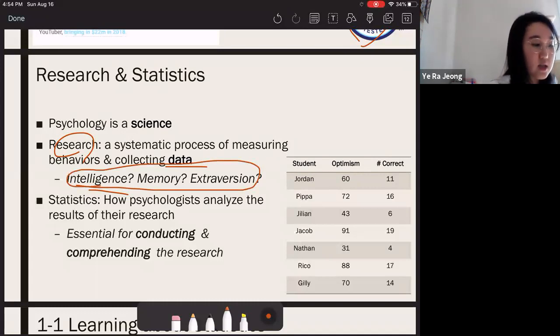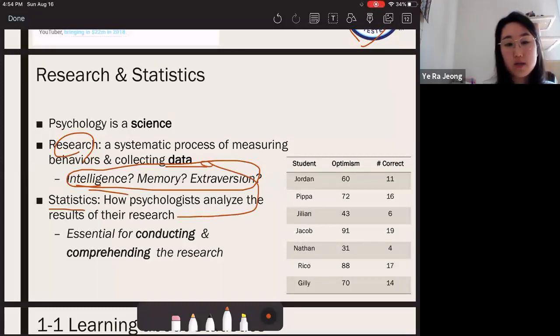And statistics is a tool that psychologists use to analyze the results of their research, the things that they collected in their data. So statistics is essential for psychologists to conduct and comprehend the research.